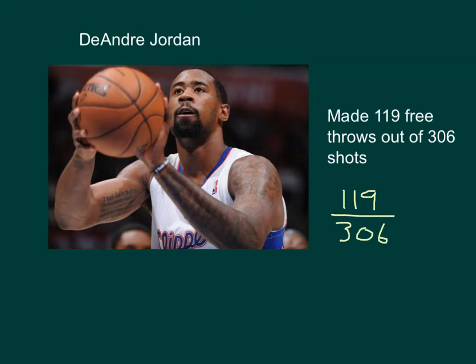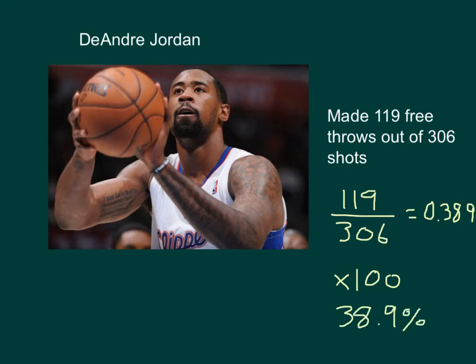If we do 119 divided by 306, to the nearest 3 decimal places, that would be 0.389. Then, to convert a decimal into a percentage, I just need to times by 100. So his accuracy from the free throw line would be 38.9%. We can tell that's about right because 119 is just less than half of 306.